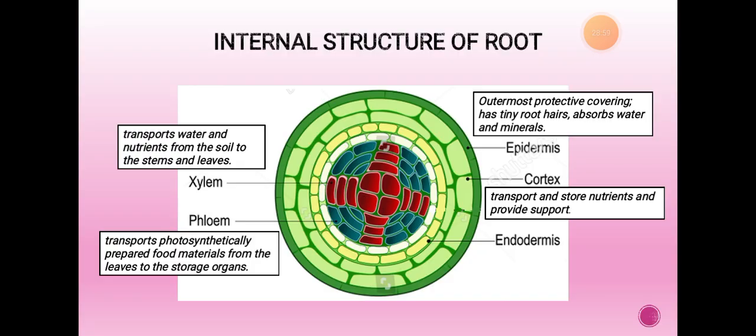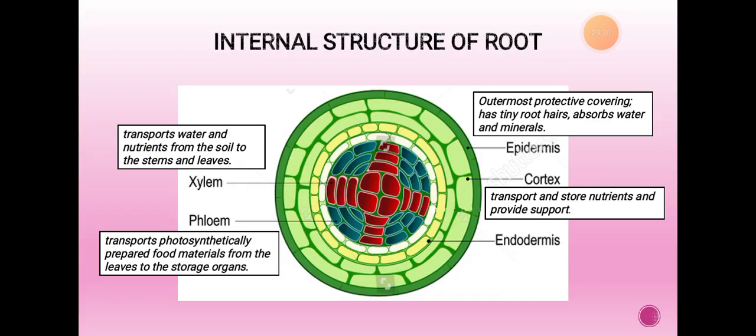Now after that we have a cortex. Now cortex basically transports and stores nutrients and provides support. This is basically the work of the cortex. These are the three works that the cortex performs. Now what are the three?